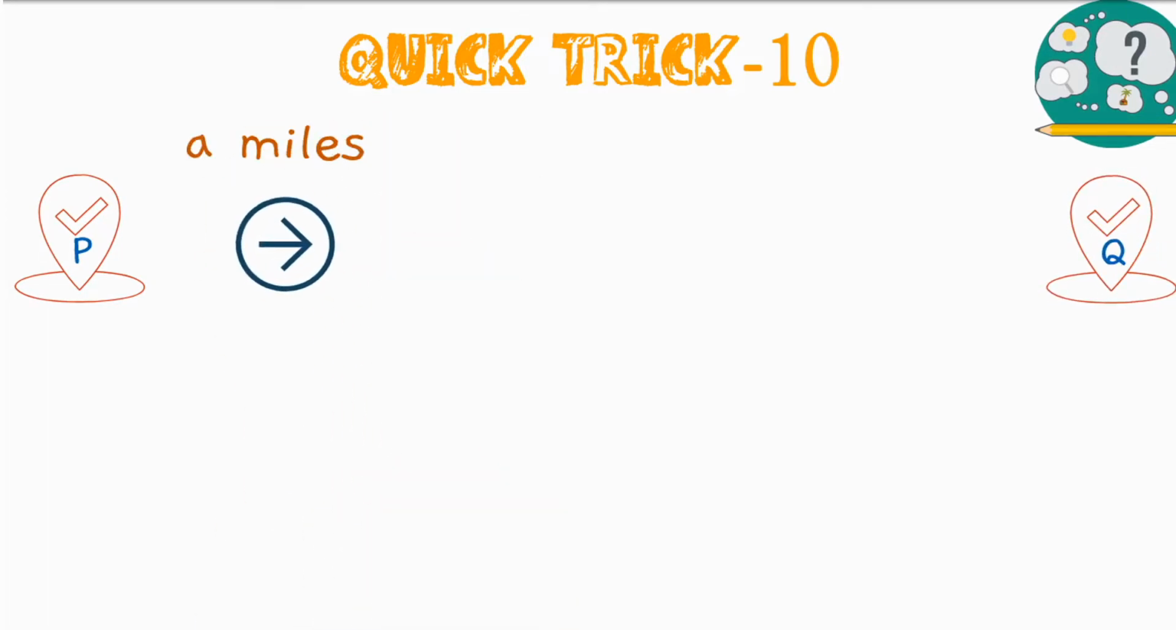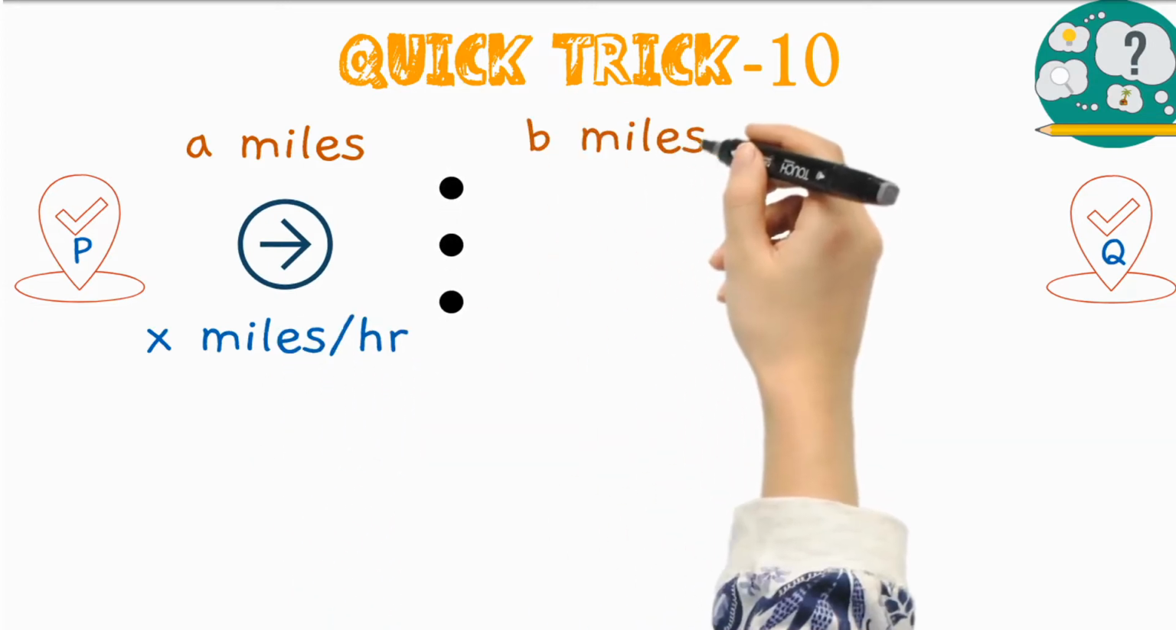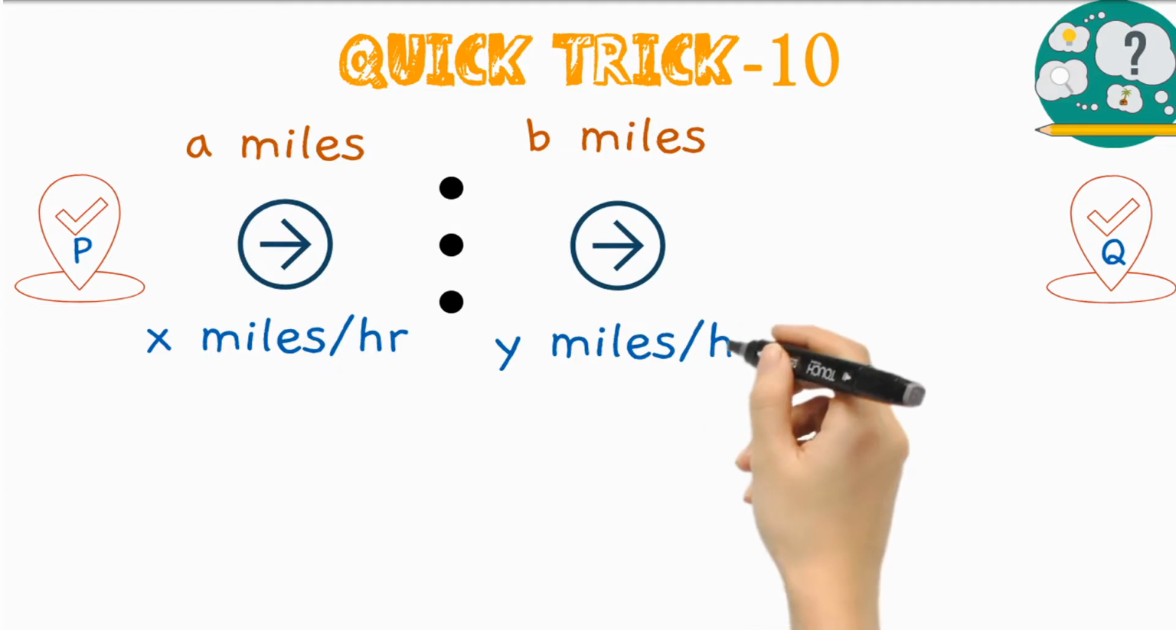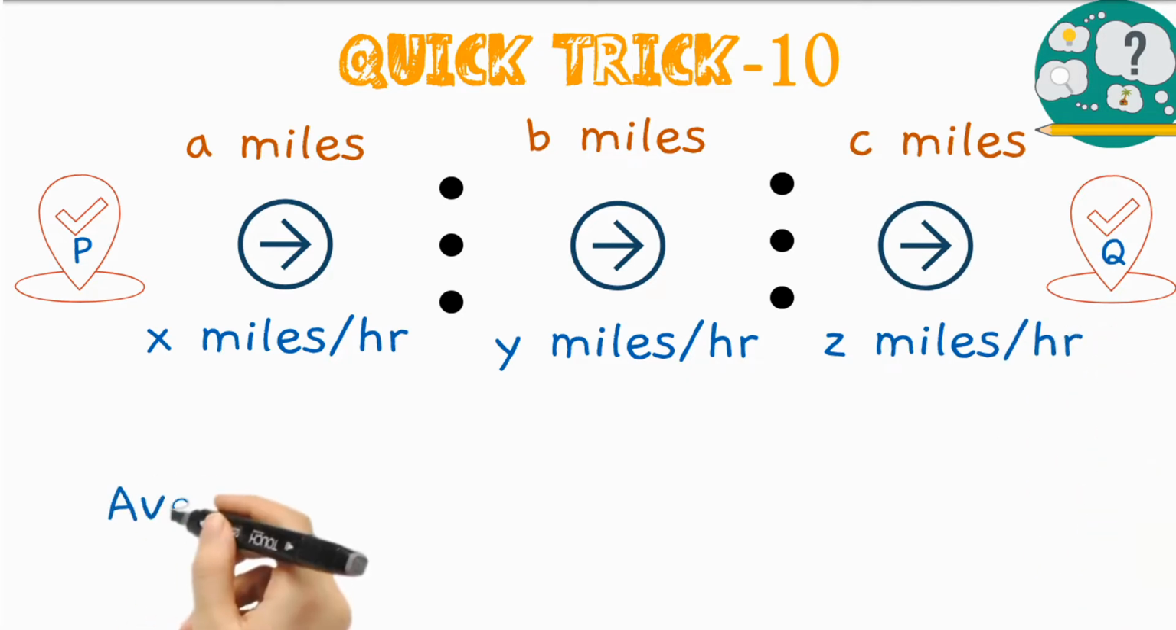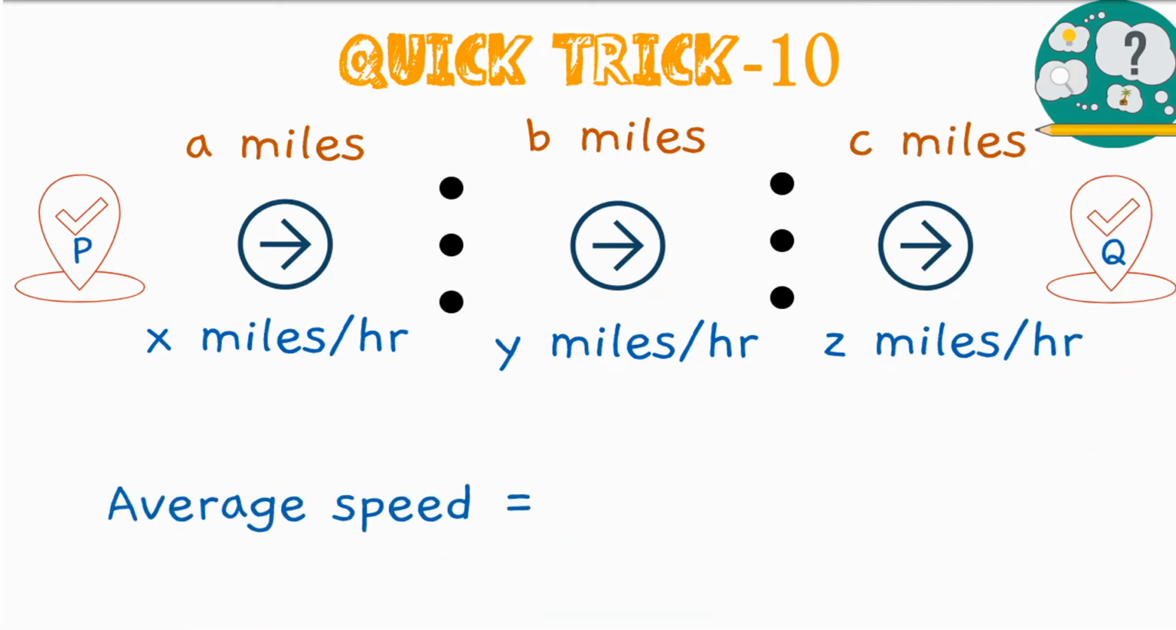Next, quick trick 10. A person has to travel from a location P to a location Q. During his journey, he covered the first A miles distance with a speed x miles per hour. Then he covered the next B miles distance with a speed y miles per hour. And then he covered the last C miles distance with z miles per hour. What is his average speed from location P to Q?